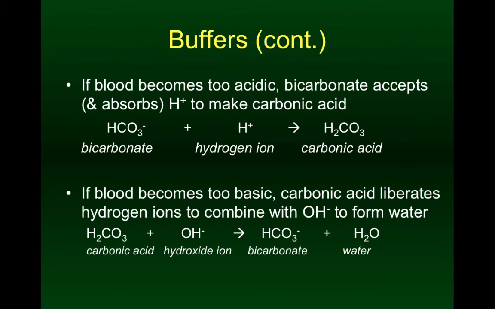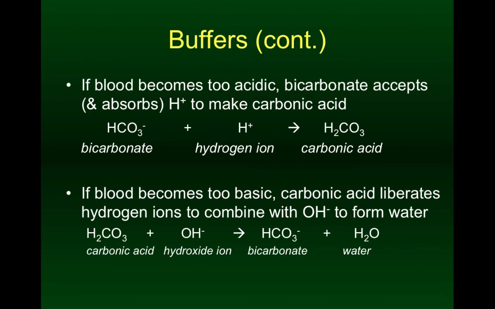Carbonic acid is formed. Now, carbonic acid can break apart to form bicarbonate and water in the presence of hydroxide ions. So it also has the ability to break apart. So what this does then is it creates a potential for this substance to produce H pluses in some situations or produce OH minuses in other situations to help neutralize pH.